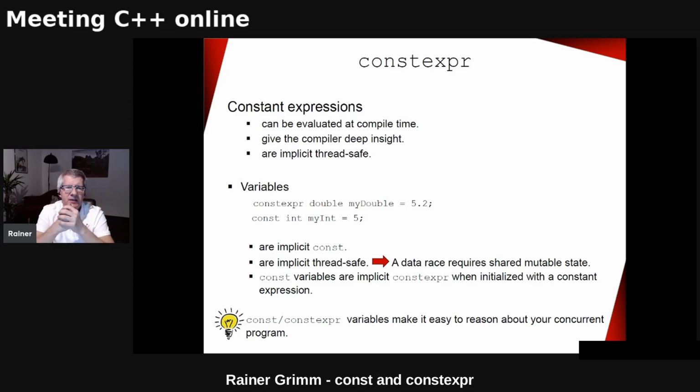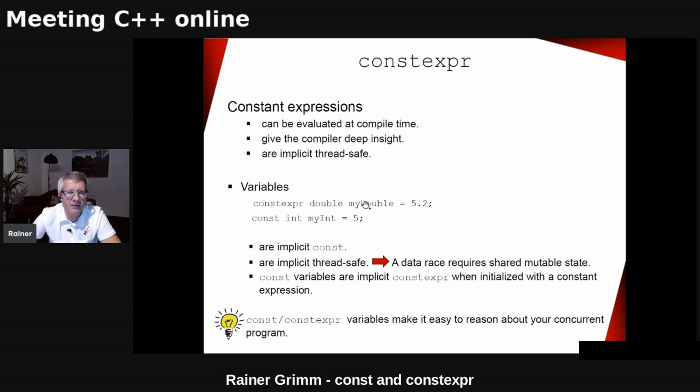This gives the compiler deep insight. Why? Because the compiler exactly knows what's happening. And this is the most important part for me regarding constexpr. The most important part for me regarding constexpr is not performance, it's code quality. When you write a concurrent program and you initialize something with a constexpr, you have to guarantee that this is initialized at compile time. This means there is no mutation at runtime. This means there cannot be any data race because nothing is changed.